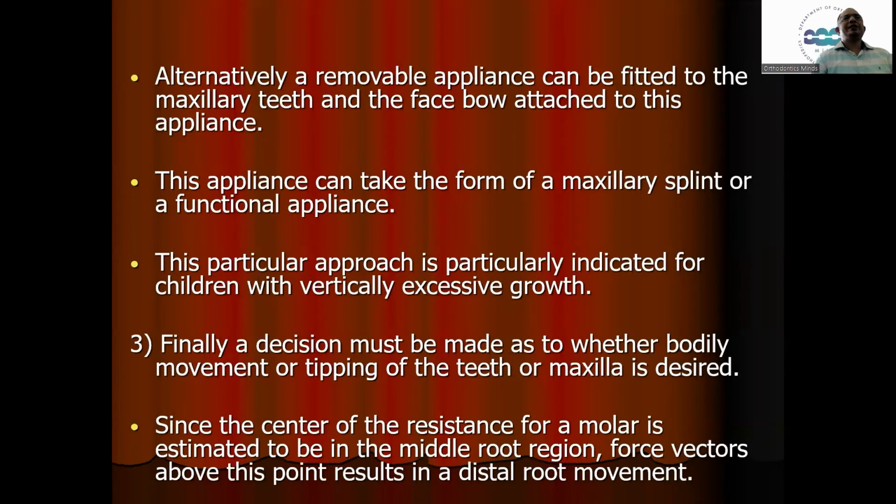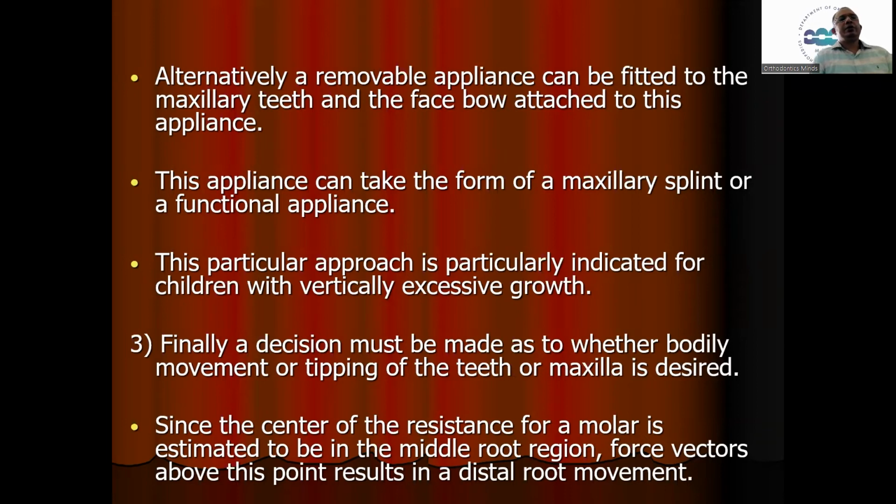Alternatively, a removable appliance can be fitted to the maxillary teeth and a baseboard attached to the appliance. This appliance can take the form of a maxillary splint or a functional appliance. This particular approach is especially indicated for children with vertical excessive growth.